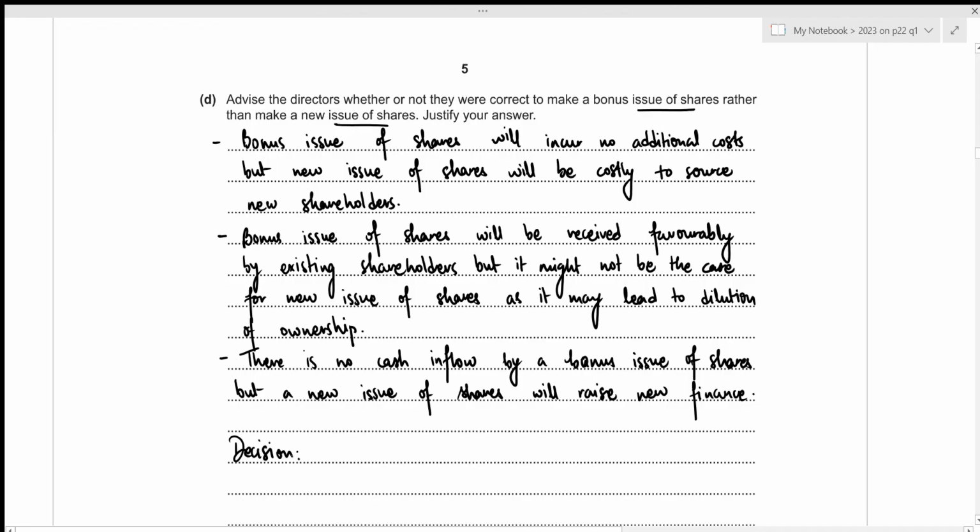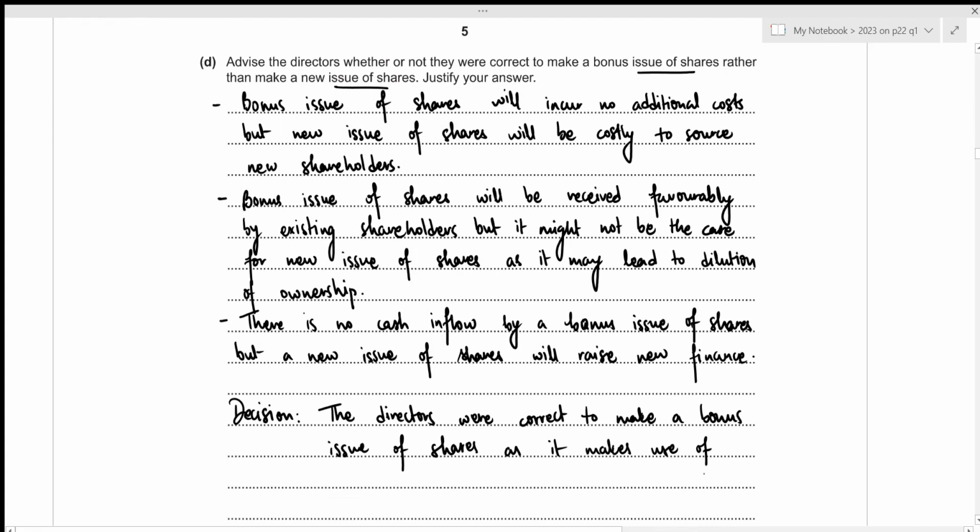So personally, I would say that the directors were correct to make a bonus issue of shares rather than a new issue of shares because bonus issue of shares will make use of our share premium account, which would have remained idle if we had made a new issue of shares. So let's write it down. The directors were correct to make a bonus issue of shares as it makes use of share premium account.